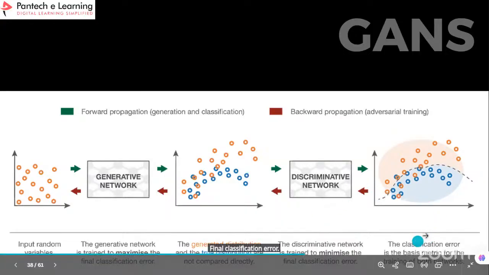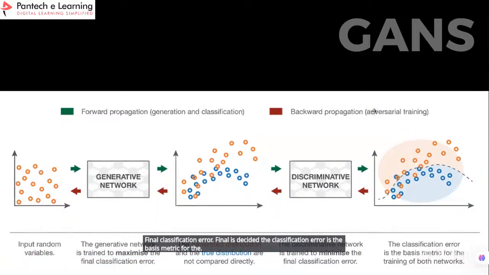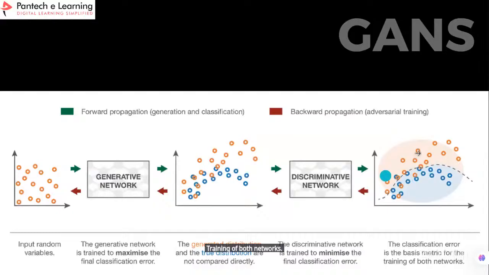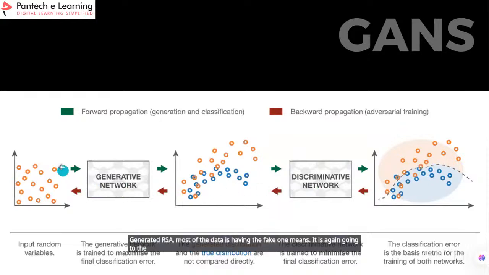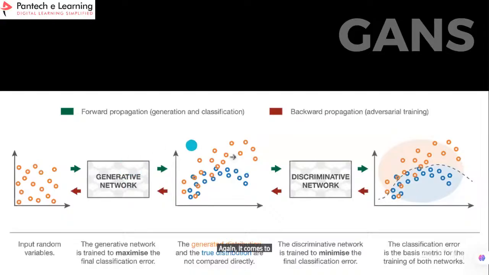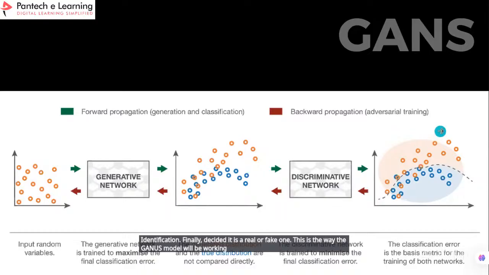Finally, the classification error is the basic metric for the training of both networks. So when the data is not properly generated, or most of the data is fake, it goes again to back propagation. It comes again to the generative model, which generates new data, and it goes again to the discriminative model for identification. Finally, it decides whether it is real or fake. This is the way the GAN model works.